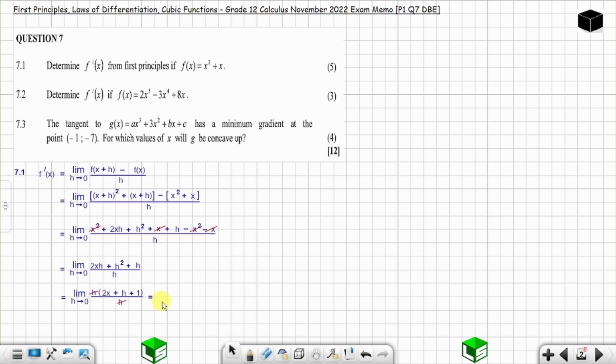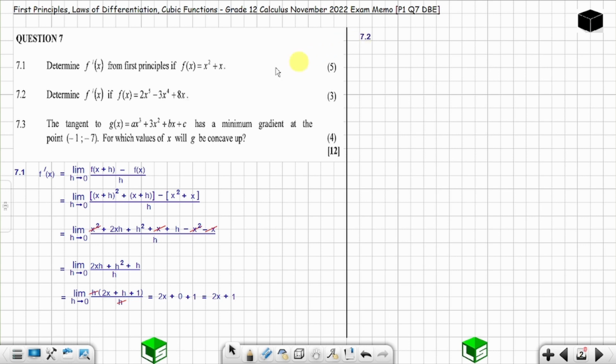So you are going to have 2x plus 0 plus 0 plus 1. Okay, this is the only time you are going to drop this. When you start substituting 0 for h, you are going to drop this part. You can see I don't have this part here. Okay, so you have this. This is equal to 2x plus 1. Okay, so this is your final answer. Let's move on to question 7.2.